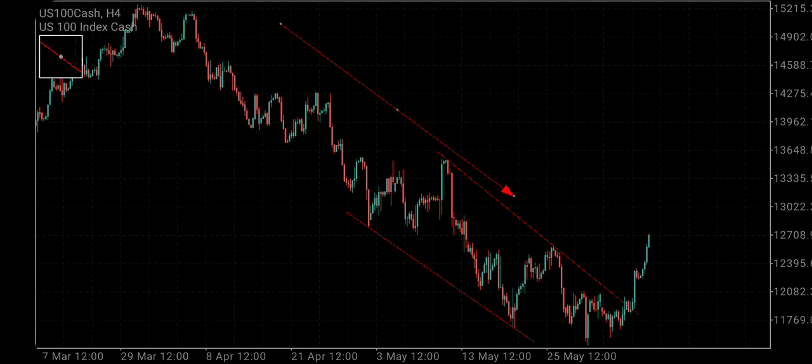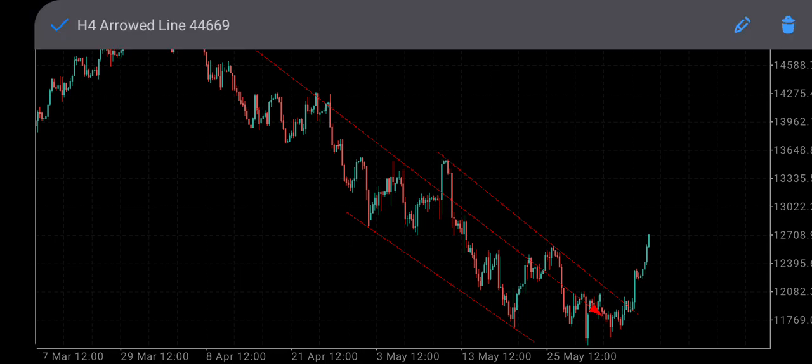So we can see, in simple terms, that the market has been in a downtrend. Just from this you can see it creating higher lows and lower highs. That's when you know a market is in a downtrend.